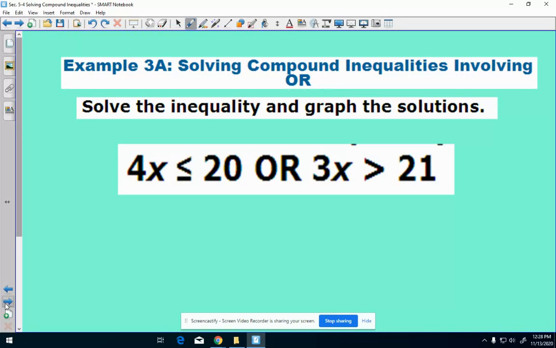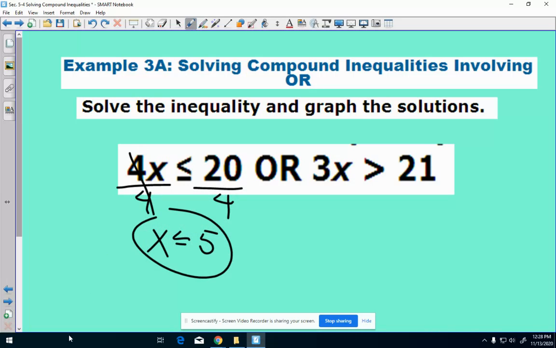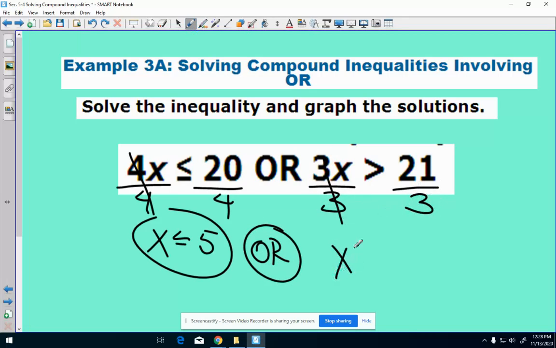But now these obviously are very simple because they're both little one-step ones. It wouldn't matter if they were bigger. They still have to be separated from each other. So to solve them, right, I mean, one option is x is less than or equal to 5. Or the other option, okay, is that x is greater than 7.